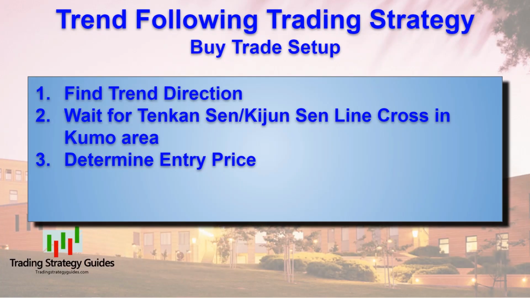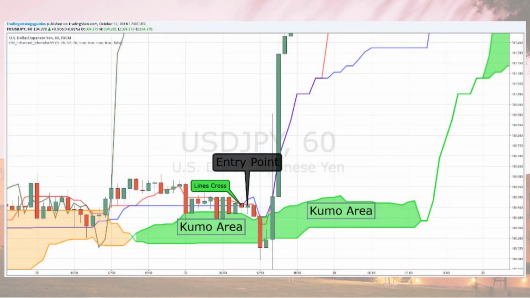Step 3, determine your entry point. Determining an entry point should be pretty easy to do now. This is because once the red conversion line crossed over the blue baseline either in the cloud or just above it on the 4-hour time frame, now simply drop down to a 1-hour time frame chart and enter the trade.